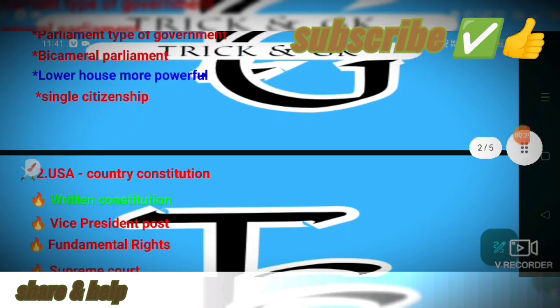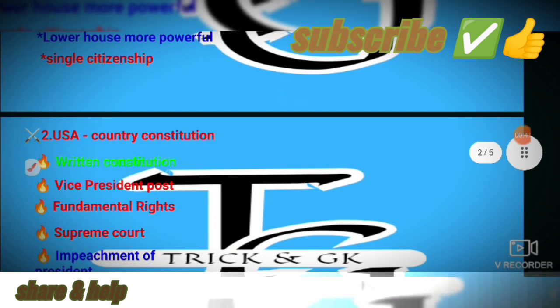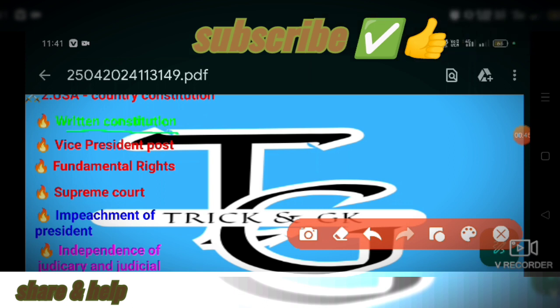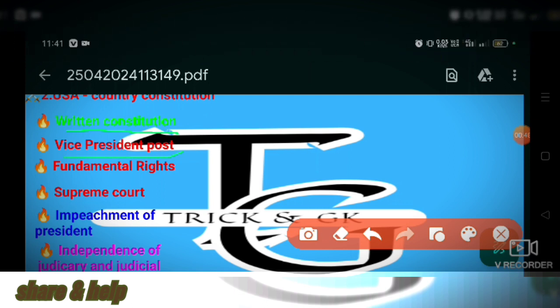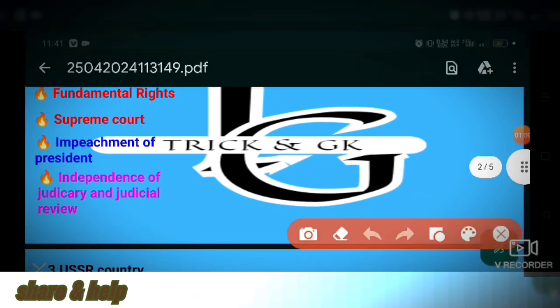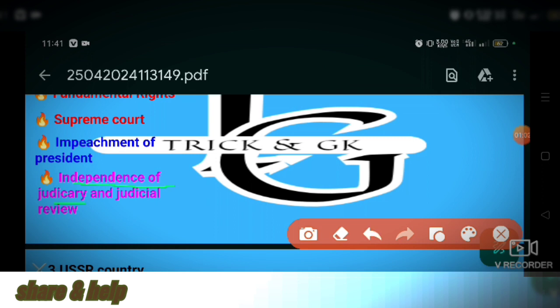Second, USA constitution. First point, written constitution, vice president post, fundamental rights, Supreme Court, and impeachment of president. And independence of judiciary and judicial review.